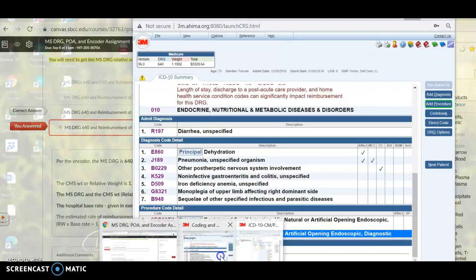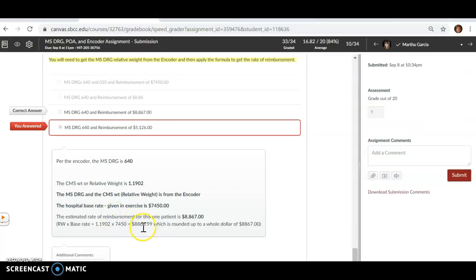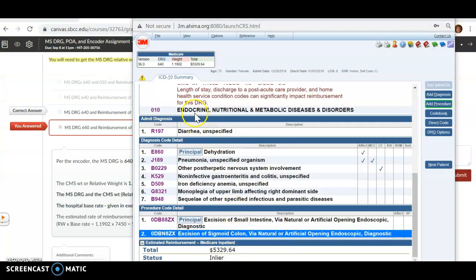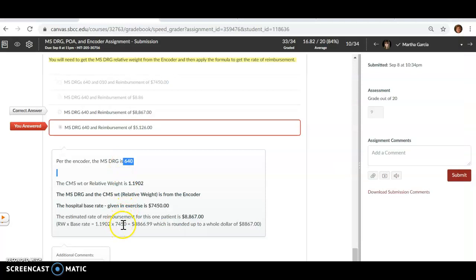So if you pull up the encoder, you're going to take 5329.64. I should say you shouldn't times that, but you're going to take the relative weight, which is 1.1902. Pull that back up right here. And you're going to times it by the hospital base rate, which is 7,450, which gives us that.